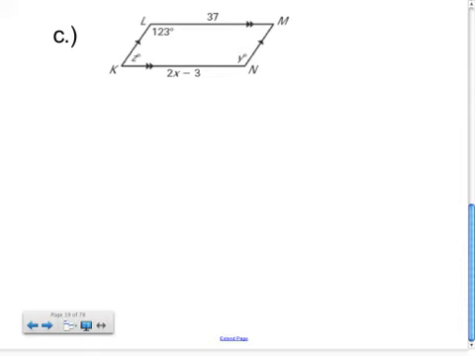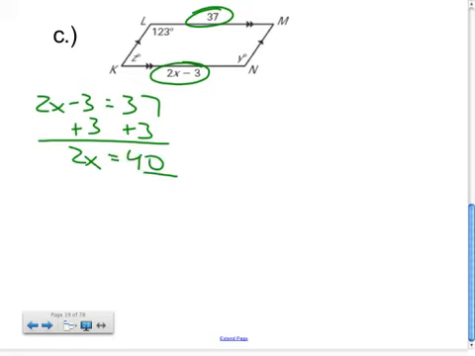So again, same process. 2x minus 3 and 37 are opposite sides. Therefore, 2x minus 3 has to equal 37. Add your 3's, so you get 2x equals 40. Divide by 2 on both sides to get x by itself. So x equals 20 here.